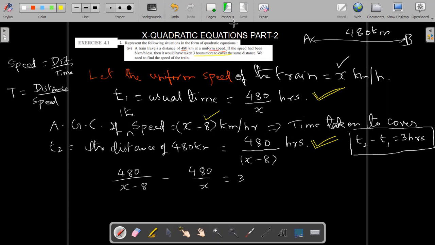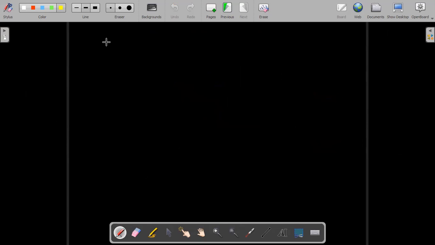This equation we will solve to get the answer. Okay, got it? So this equation, now we will solve this equation. The equation is 480 divided by x minus 8 minus 480 divided by x is equal to 3. So how to solve? Can we solve in the easy way?